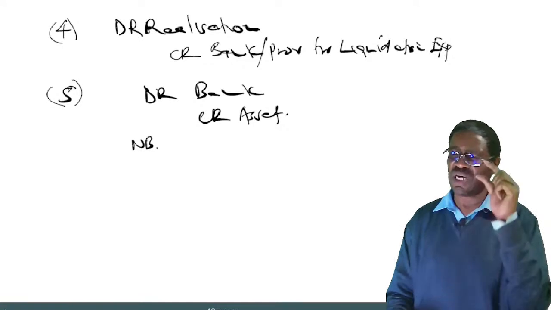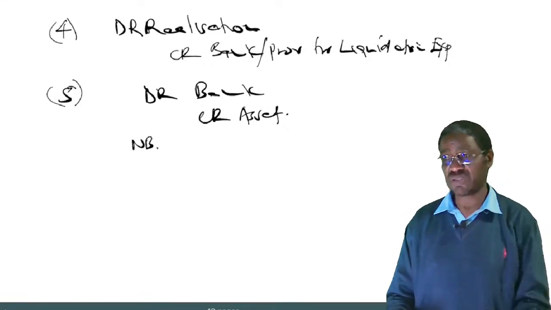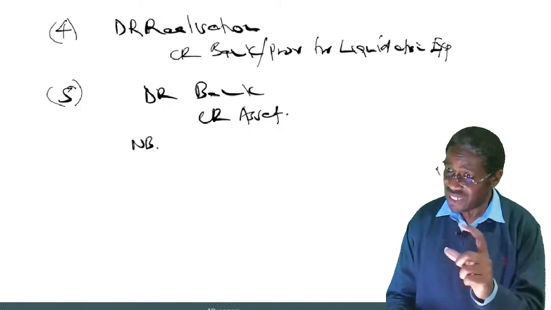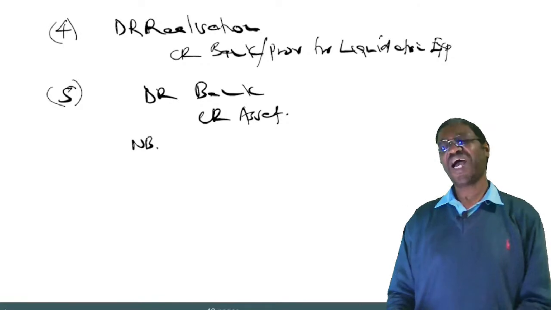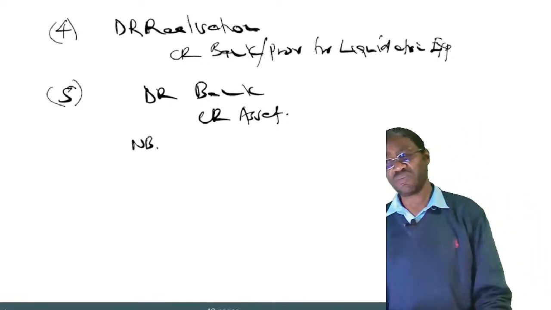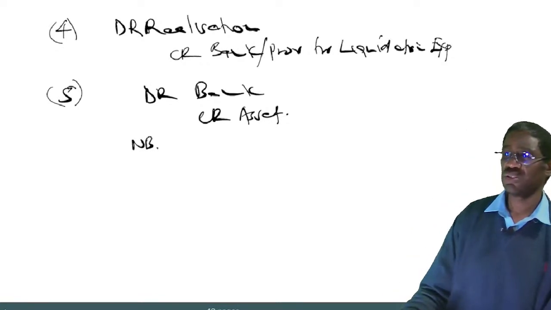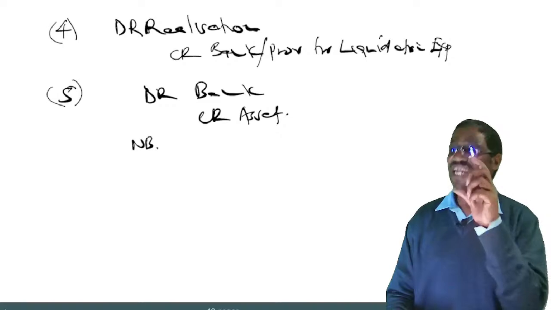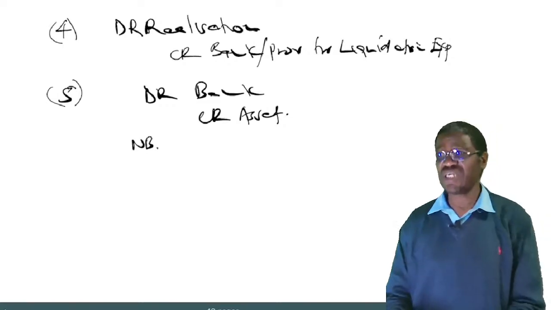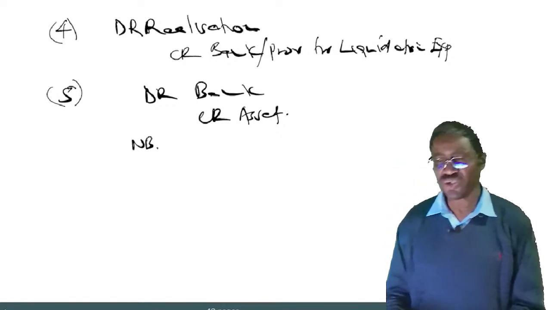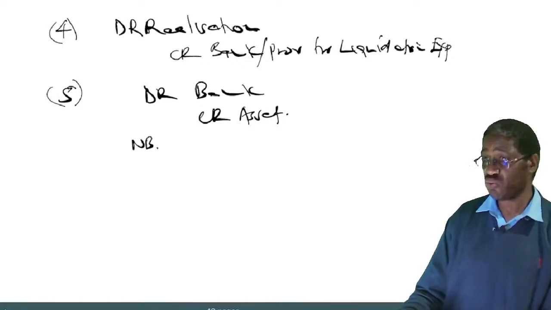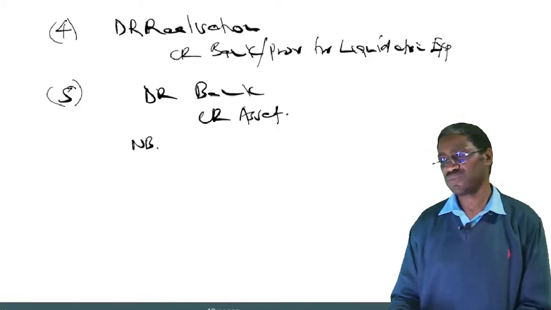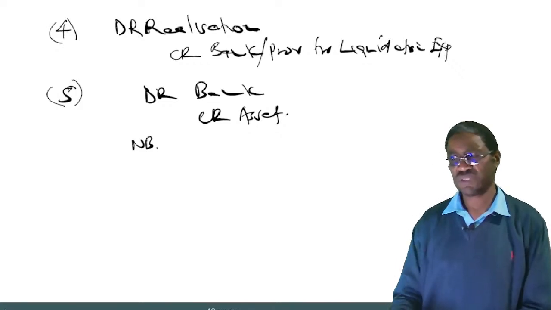With the balance in the asset account being either a gain or loss on disposal, transferred to the realization account. That's number 5.